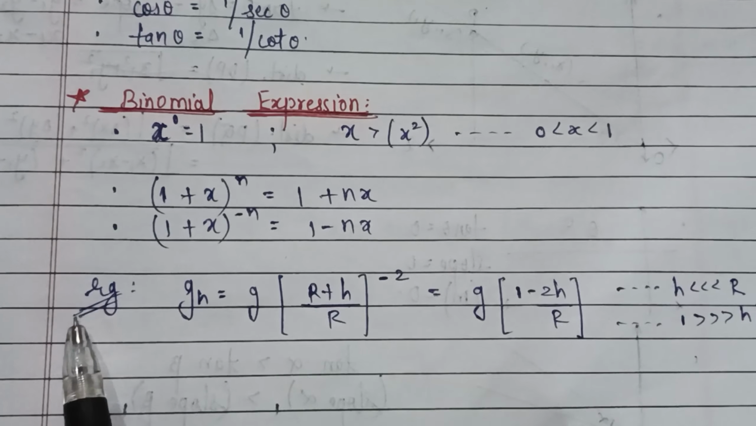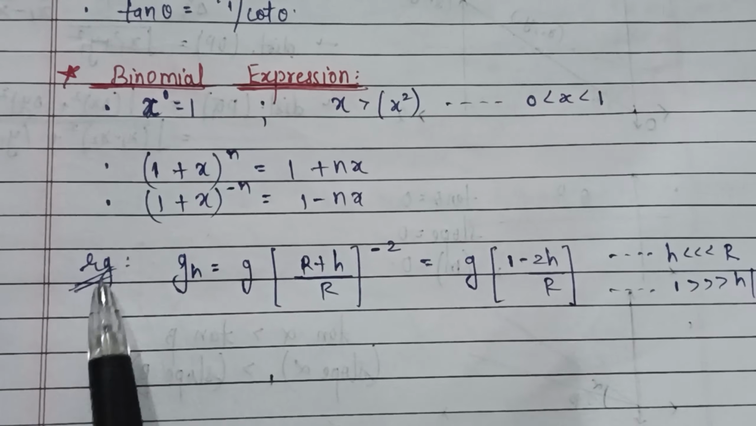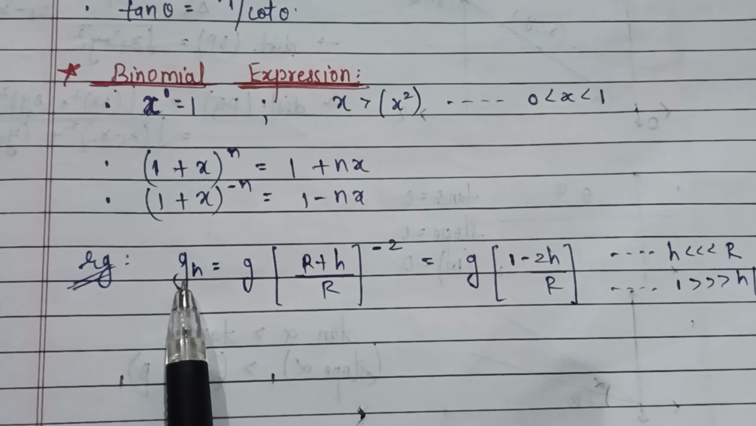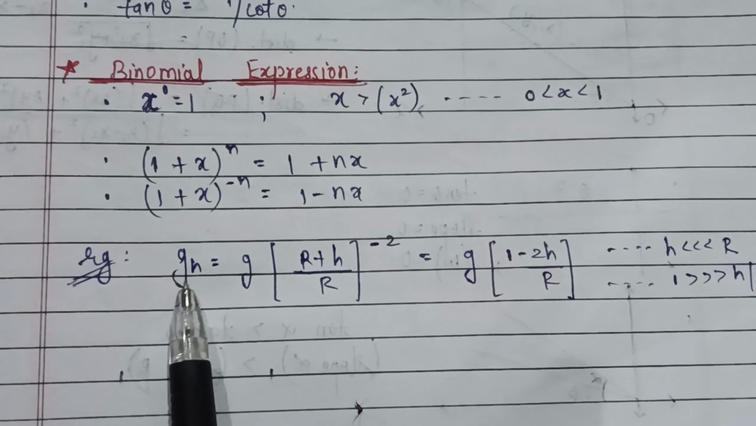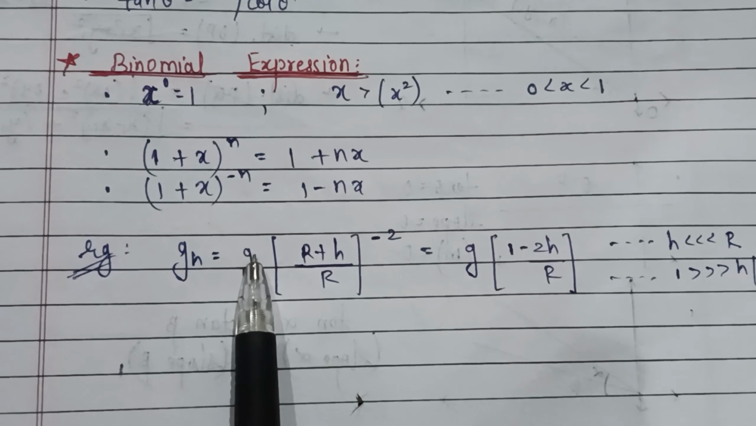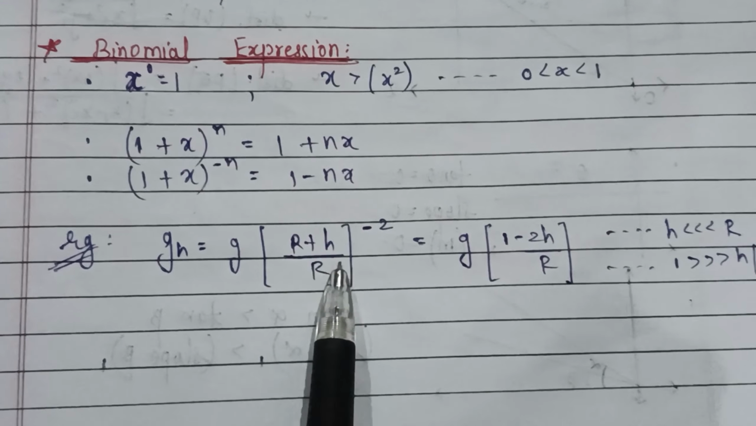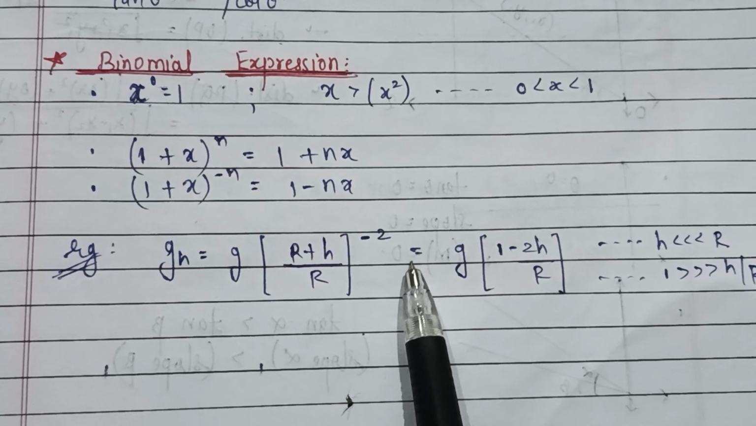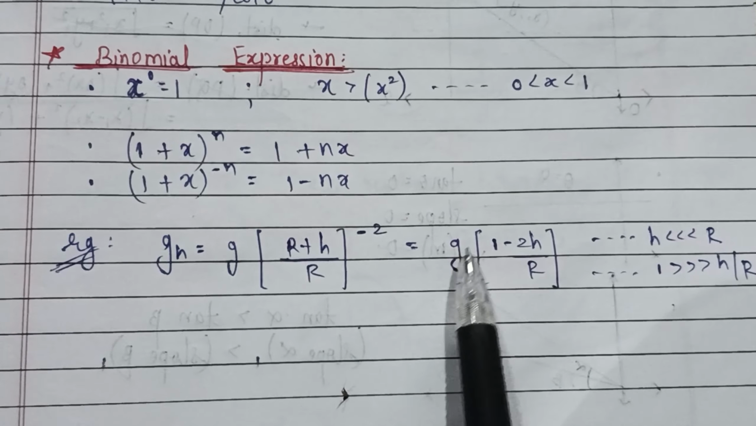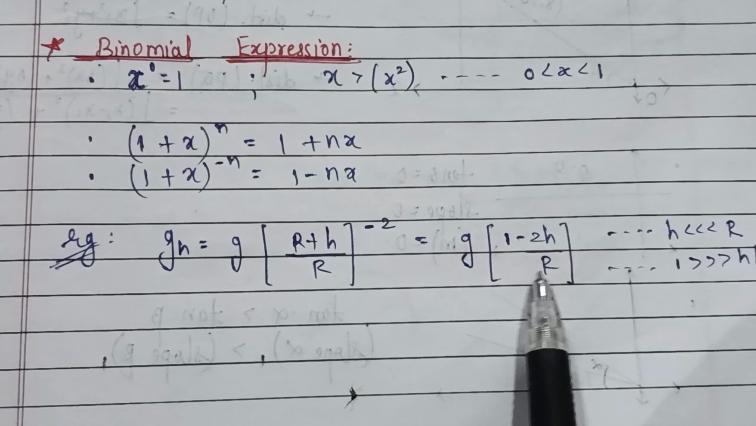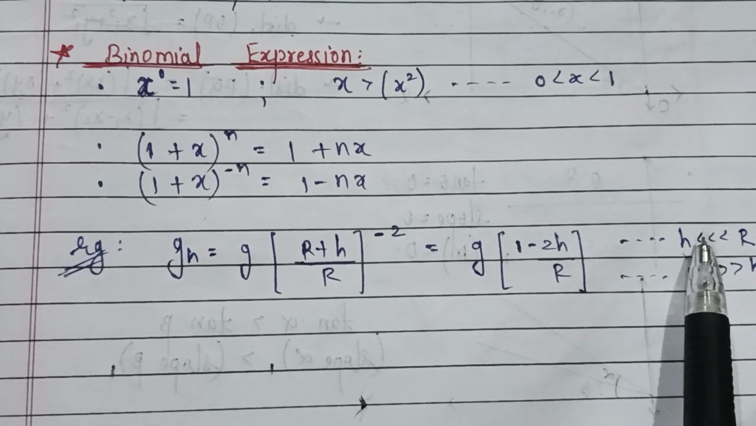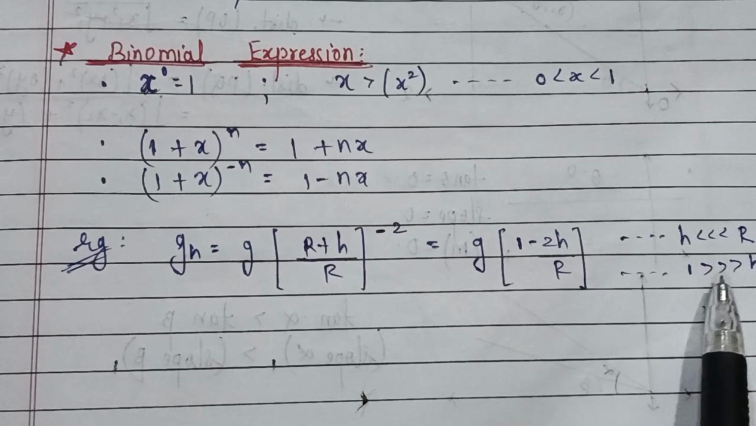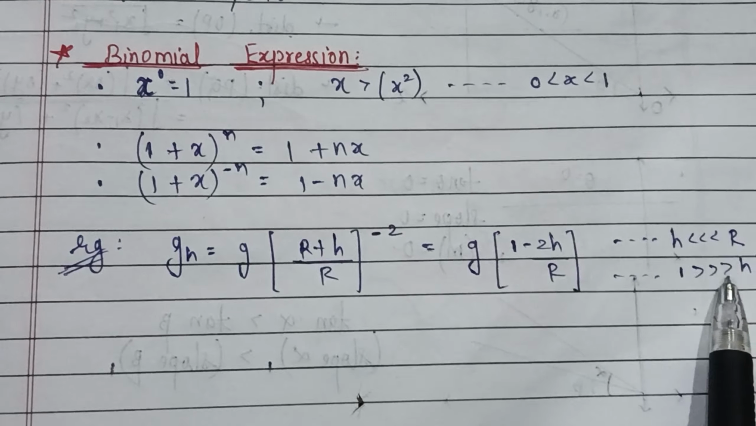Here, for example, this example is taken from the gravitation chapter which we will be learning later on. Gravitational acceleration at height h is equal to g into r plus h upon r whole power minus 2, by binomial expression, which gives g at ground into 1 minus 2h by r. Here height is very less than radius of earth, which means 1 is very much greater than h upon r.